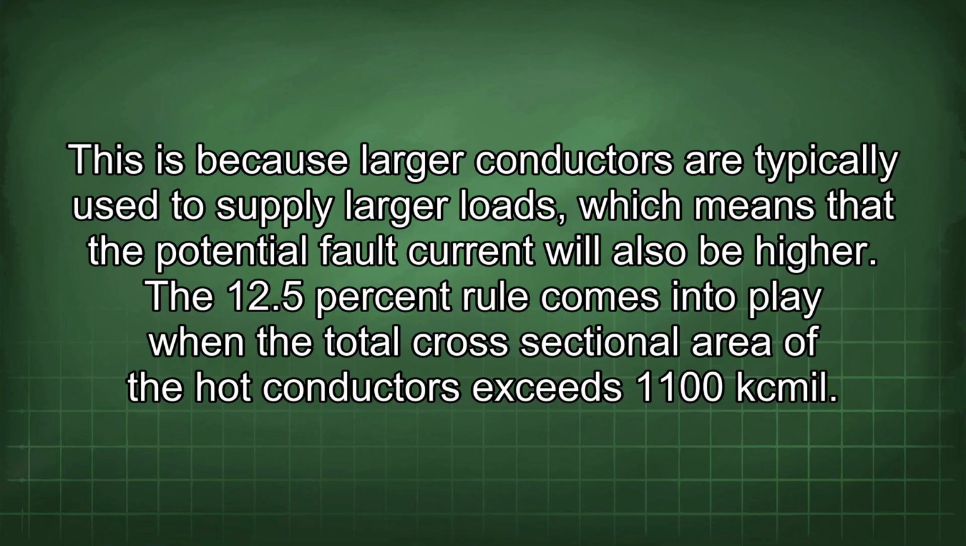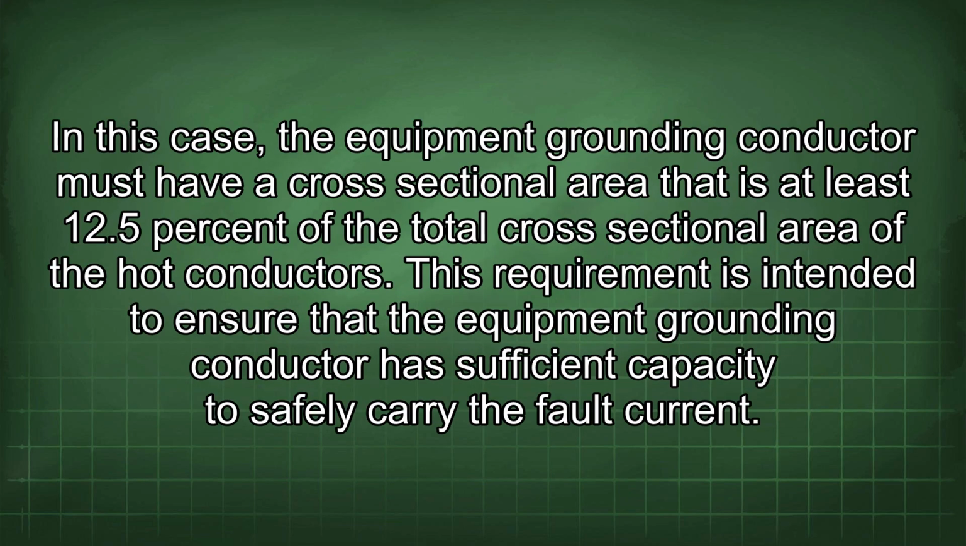The 12.5% rule comes into play when the total cross-sectional area of the hot conductors exceeds 1100 kcmil. In this case, the equipment grounding conductor must have a cross-sectional area that is at least 12.5% of the total cross-sectional area of the hot conductors. This requirement is intended to ensure that the equipment grounding conductor has sufficient capacity to safely carry the fault current.